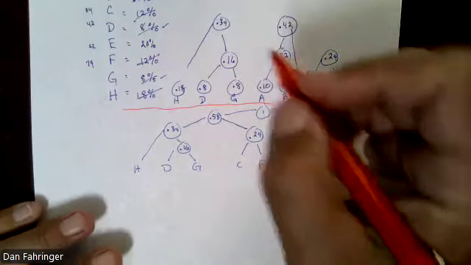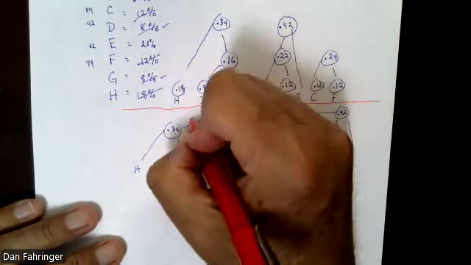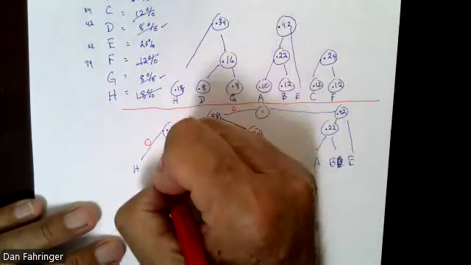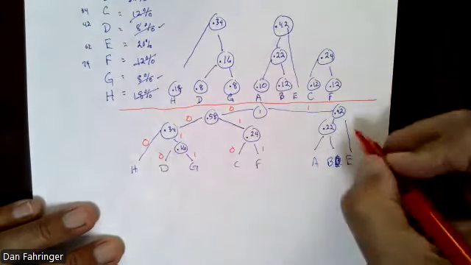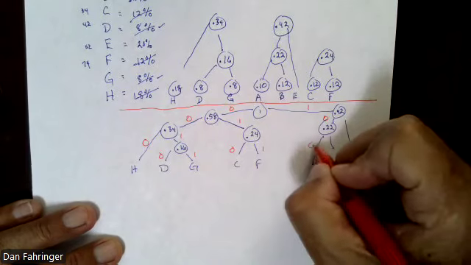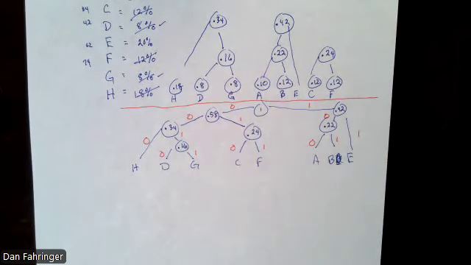Add in zeros and ones. 0, 0, 0, 1, 0, 1, 1, 0, 1, 1, 0, 0, 1, 1.